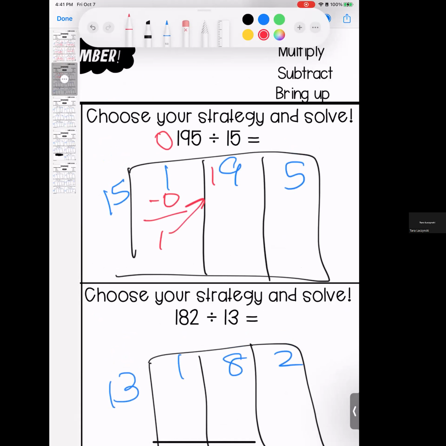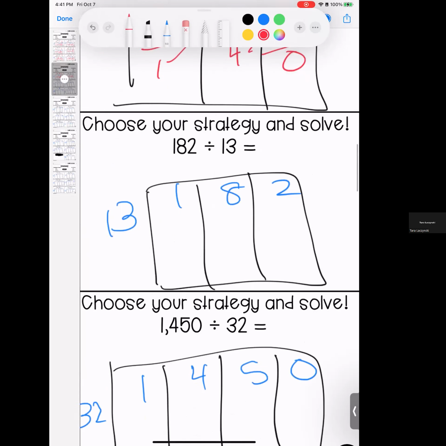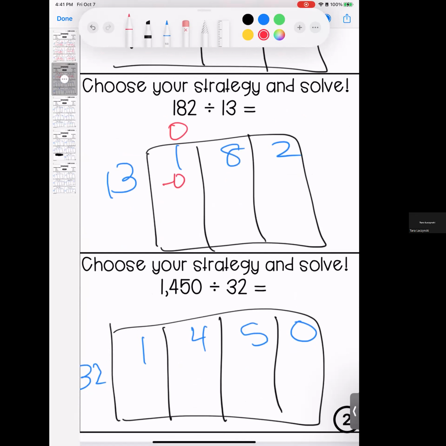All right, 15 goes into 19 one time. When we do 19 take away 15, we get 4. Slide it next door. 15 goes into 45 3 times exactly with no remainder. My answer for this one is 13. We know what to do with a 2-digit divisor.